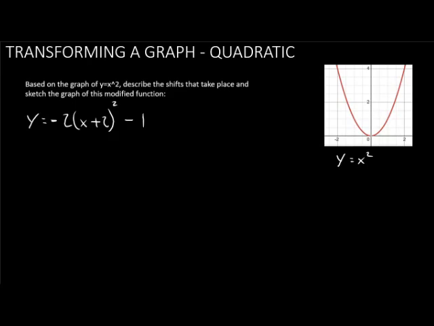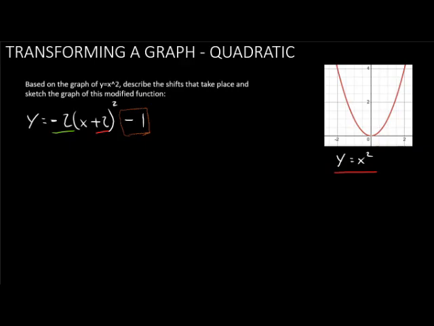For this problem, we are going to start with the graph of y equals x squared. Then we are going to do a number of modifications to the graph. We're going to have a number in front, we're going to have a number inside the parentheses, and then we'll have an added or subtracted number outside the parentheses. So we have three modifiers to the graph. Our goal here is to describe the changes that take place to x squared, and then draw the new function.